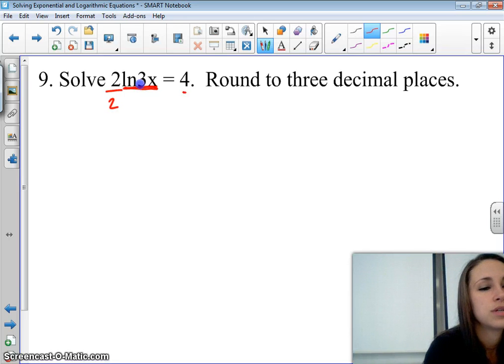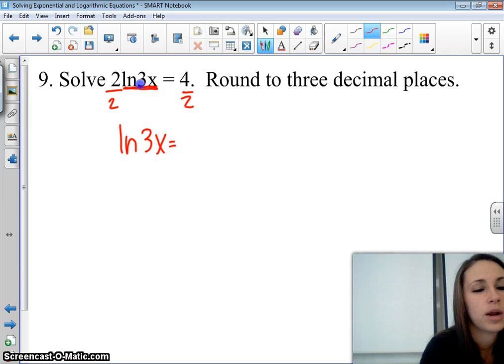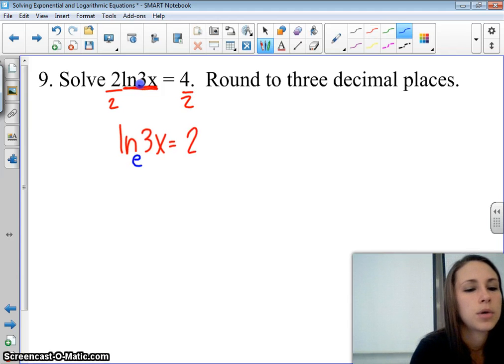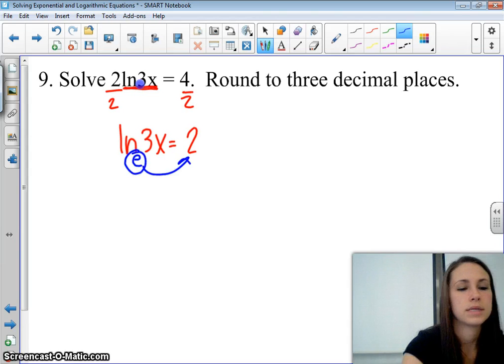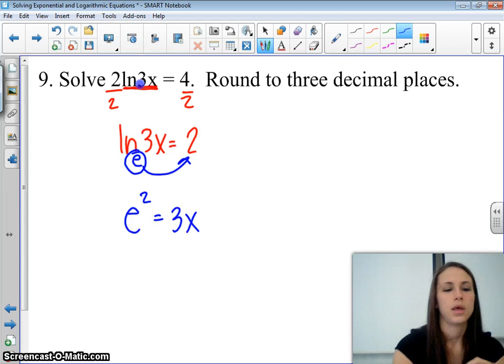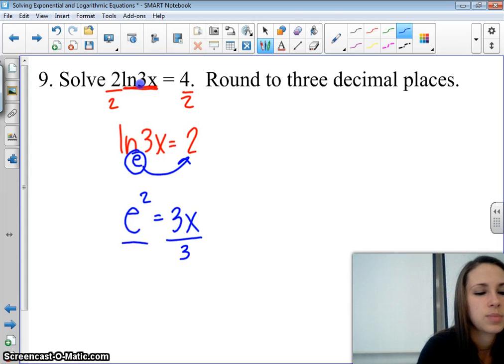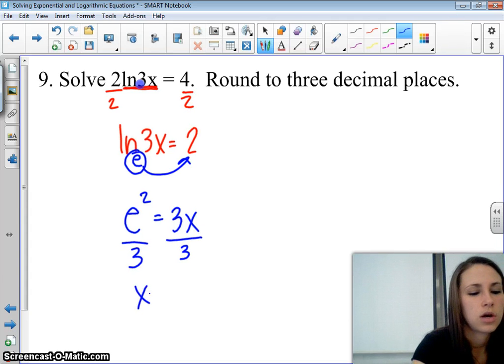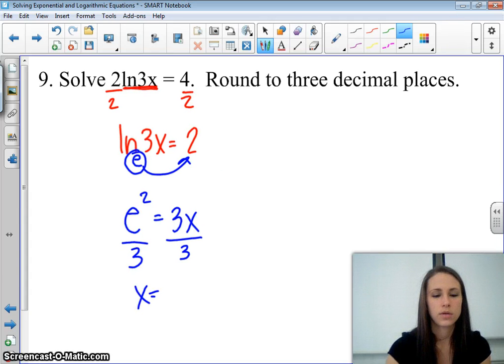First thing I'm going to do is divide by 2. So this is natural log of 3x equals 4 divided by 2, which is 2. And so then e is my base. I'm going to go ahead and rewrite this as an exponent. So e squared equals 3x. And so then I'm just going to divide both sides by 3 to solve for x. So this is going to be e squared divided by 3.